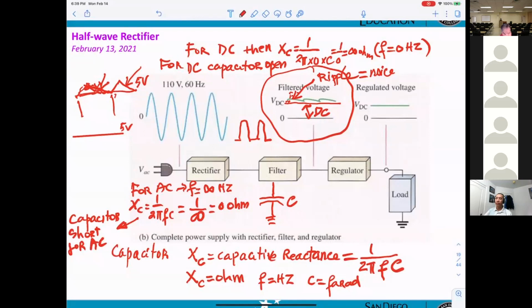If you design, then you have to make 5 volts this way. They don't want any ripple on the top. The ideal for the signal filtration, possibly, is that there cannot be any ripple, or very, very small ripple.